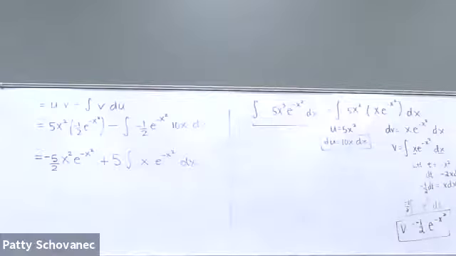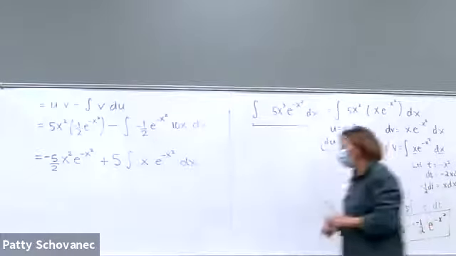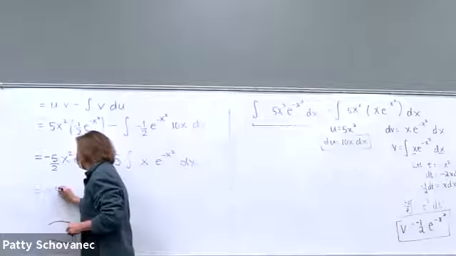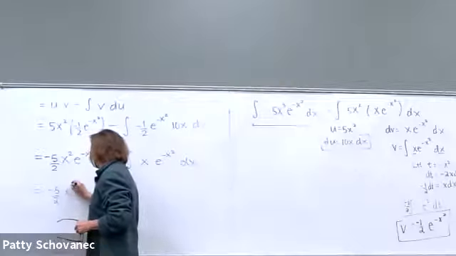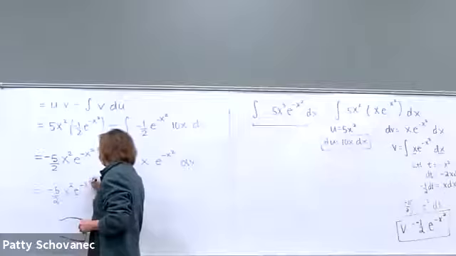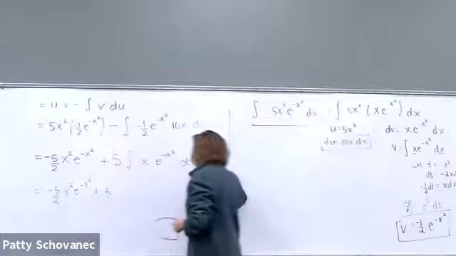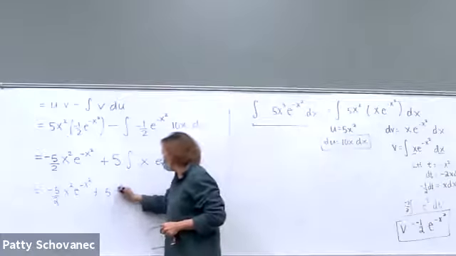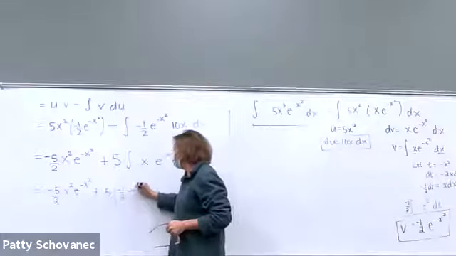But we did that integral. We did that integral right here. So we know that second integral is going to come out as a negative 1/2 e to the negative x squared. So here's our final answer. Negative 5/2 x squared e to the negative x squared plus 5. Again, from the bottom left-hand corner, negative 1/2 e to the negative x squared.